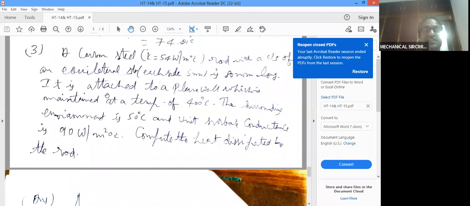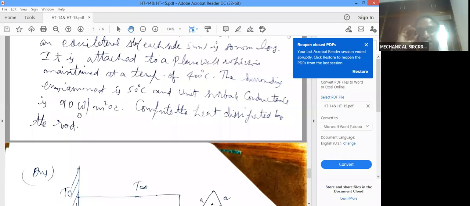It is attached to a plain wall which is maintained at a temperature of 400 degrees centigrade, so T naught is equal to 400 degrees centigrade. The surrounding environment, the outside air, is 50 degrees centigrade. And unit surface conductance is 90 watts per meter square Kelvin.